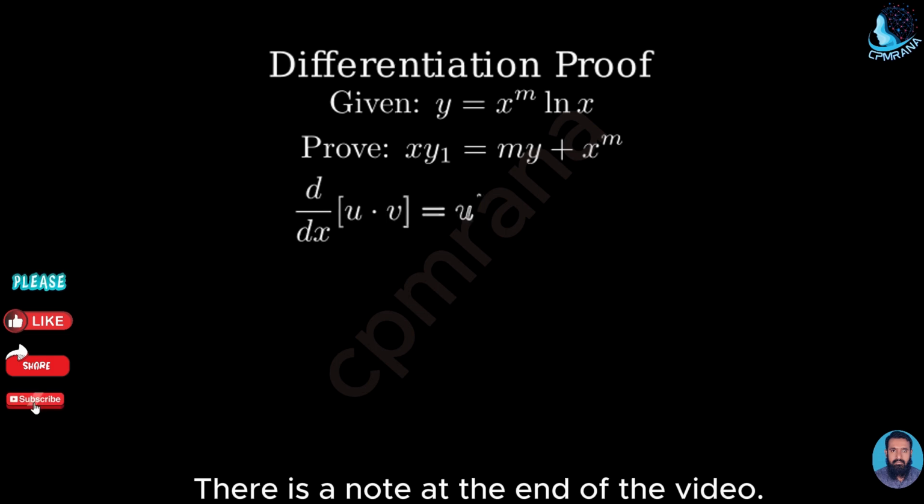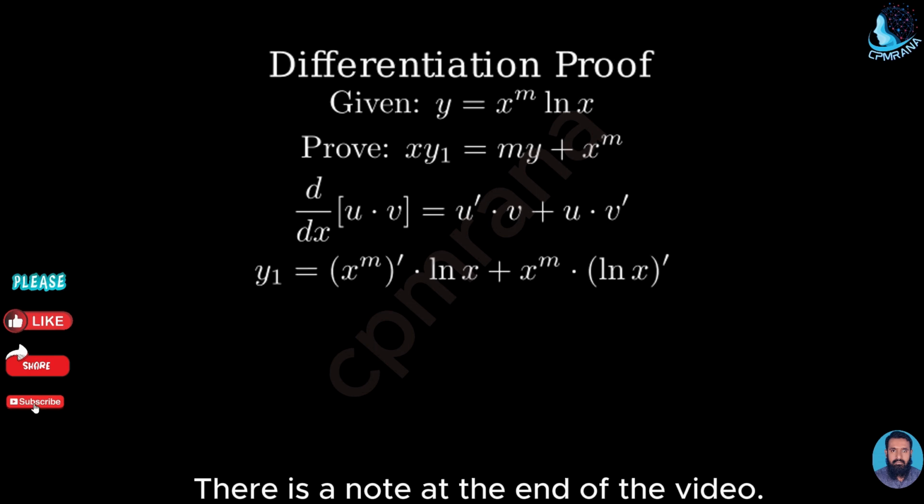Let's start by differentiating y with respect to x. Since this is a product of two functions, x^m and ln x, we'll need to use the product rule. Now, let's find each derivative separately. The derivative of x^m is m x^(m-1), and the derivative of ln x is 1/x.